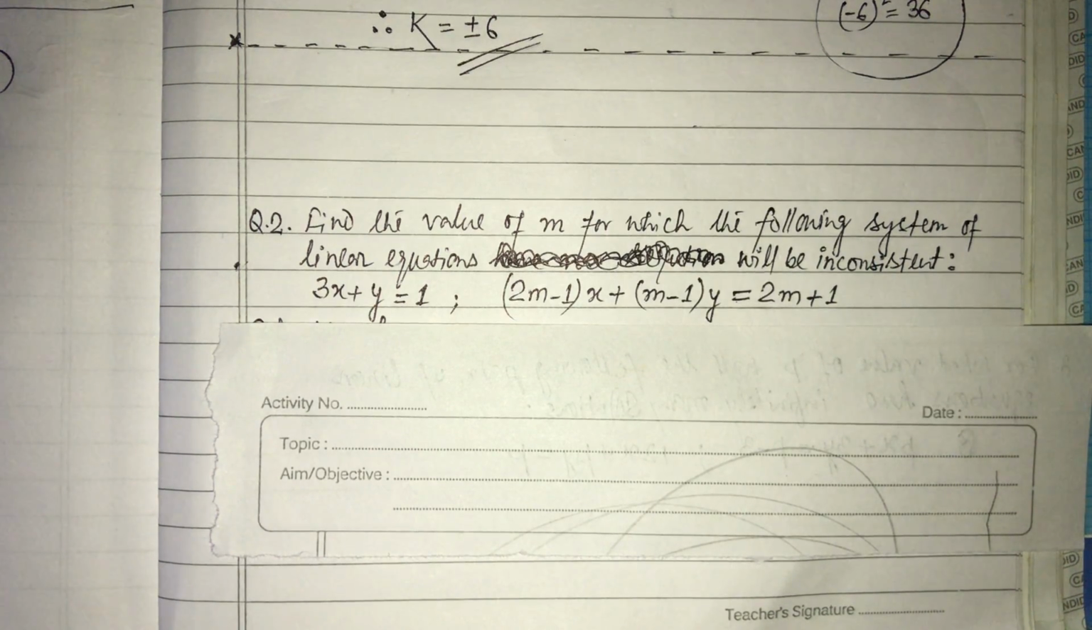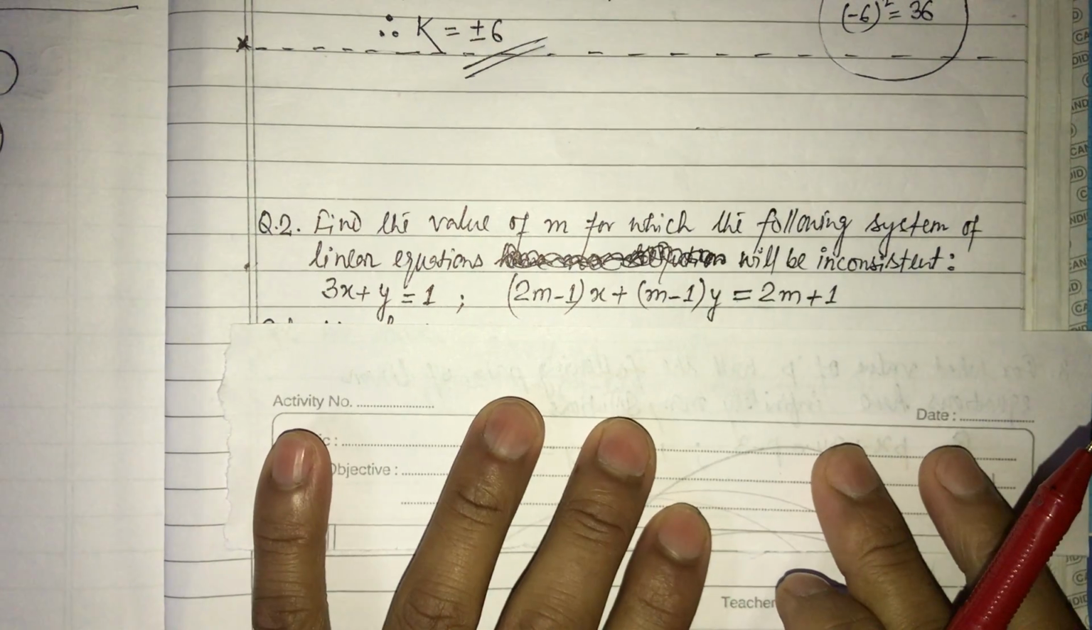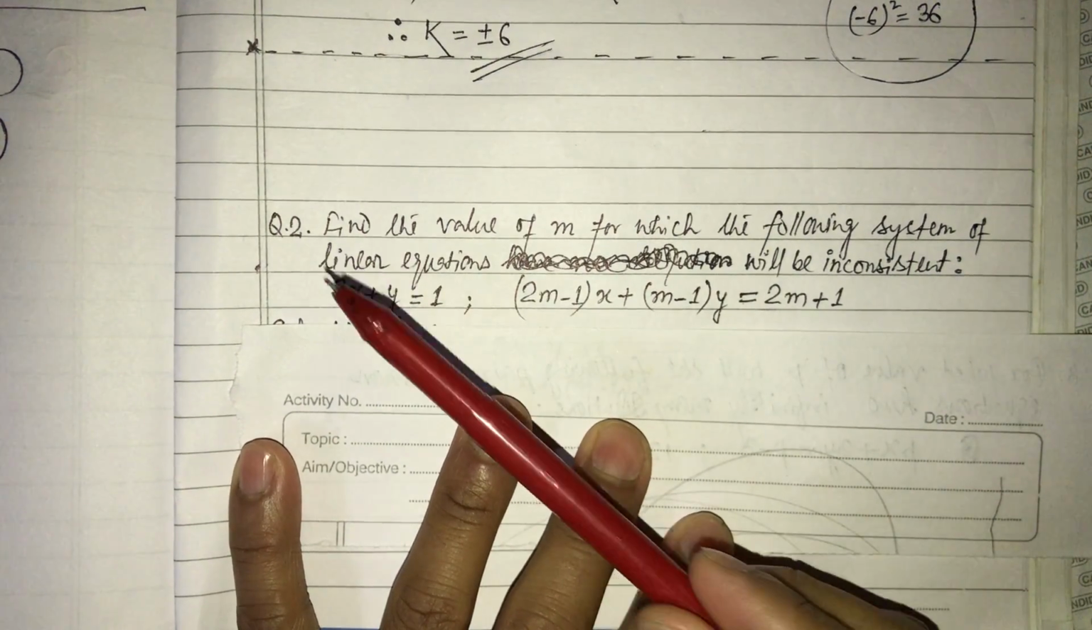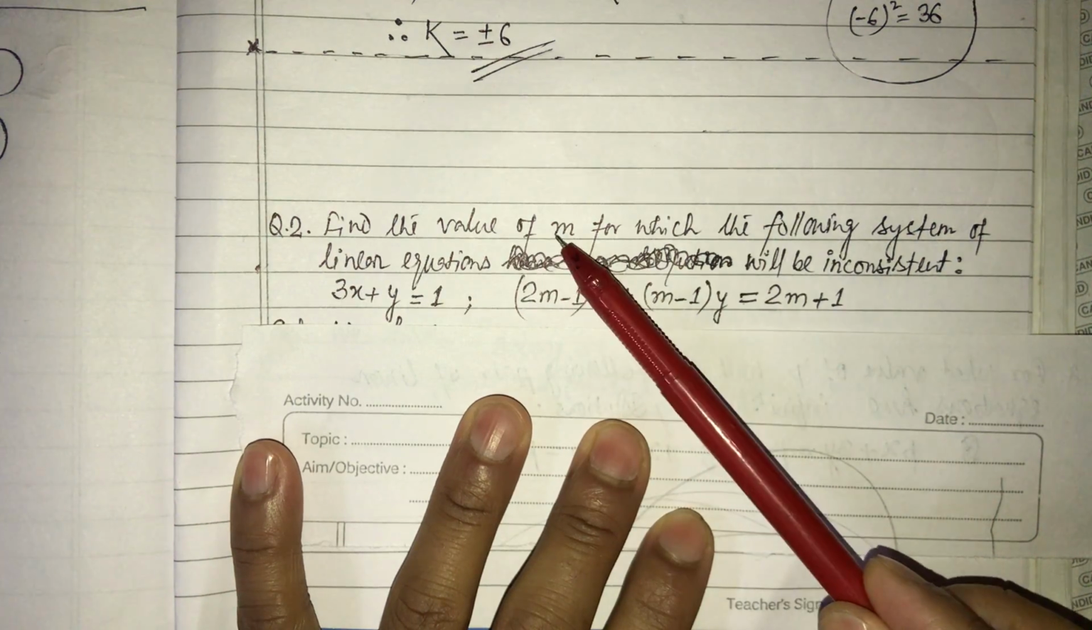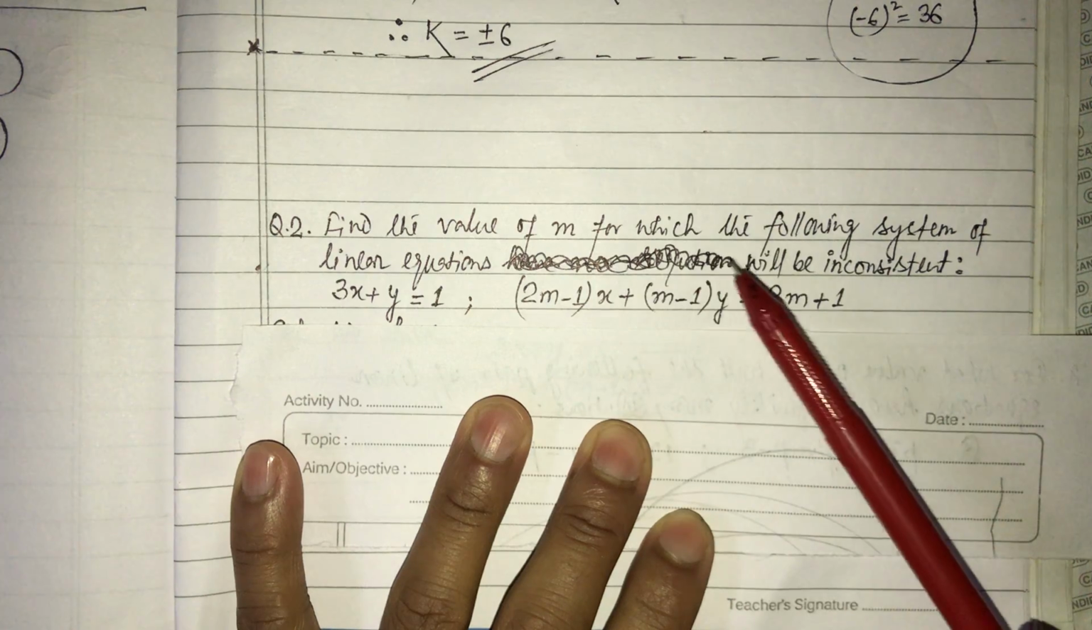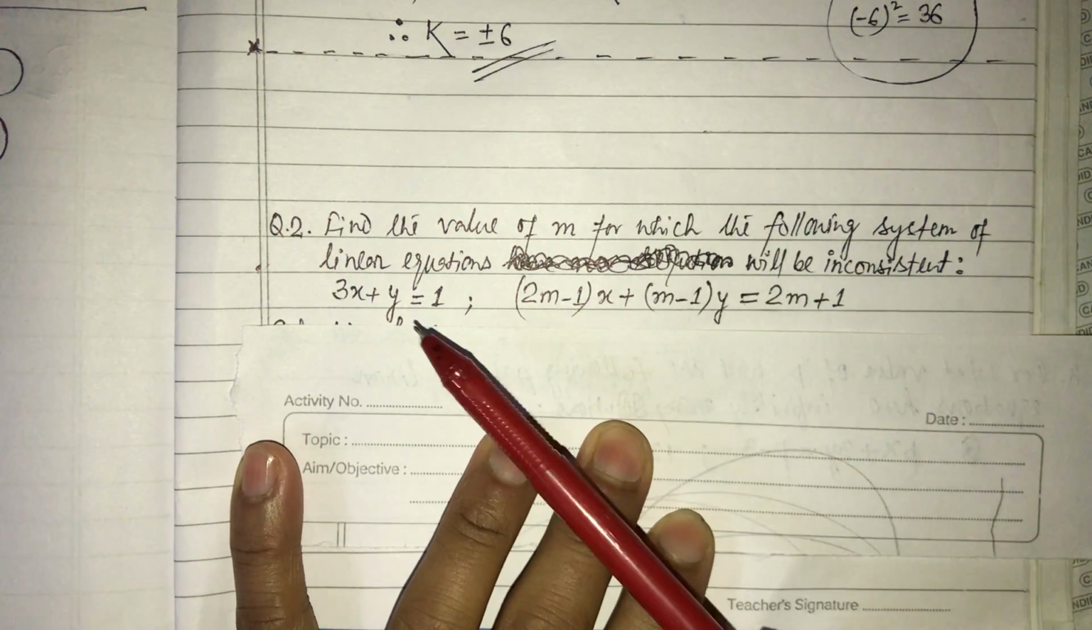Okay, welcome to the next part. So here we will see second type question on the same topic. The question says here, find the value of m for which the following system of linear equations will be inconsistent.